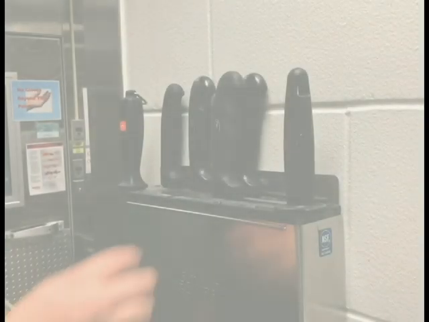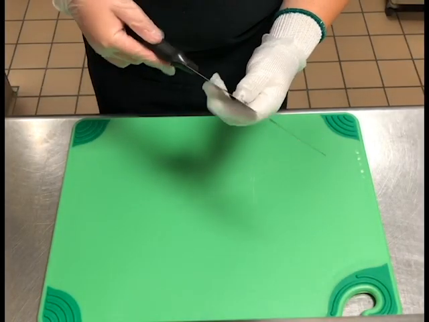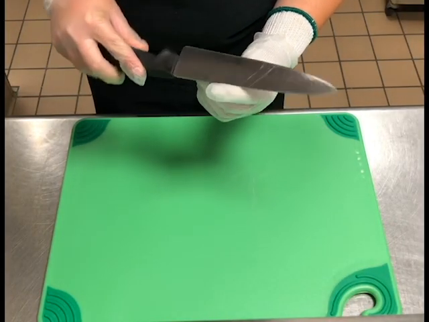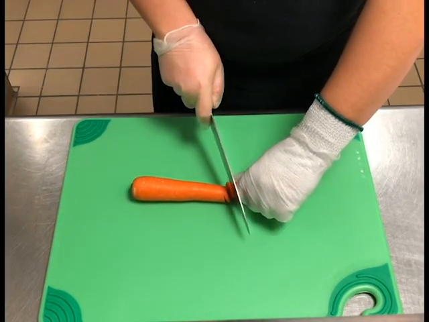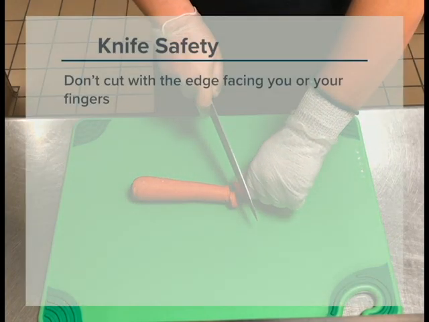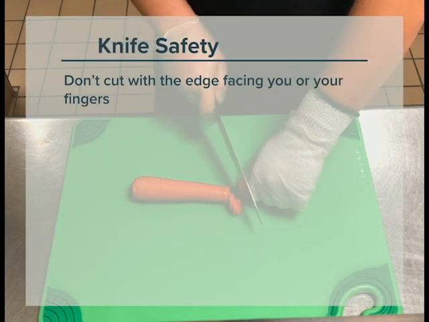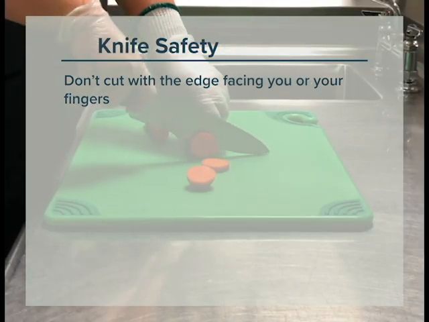A kitchen essential that we need to talk about is knives. High quality sharp knives are much safer than cheap, dull knives. Sharp knives slide easily through what you're cutting with little force required. If a knife is dull, you have to use more force to cut, which can result in harming yourself. When you're using a knife, don't cut with the edge facing you or your fingers. If you slip, the blade will keep going towards you. Always pay attention to where the sharp edge of the blade is pointing.